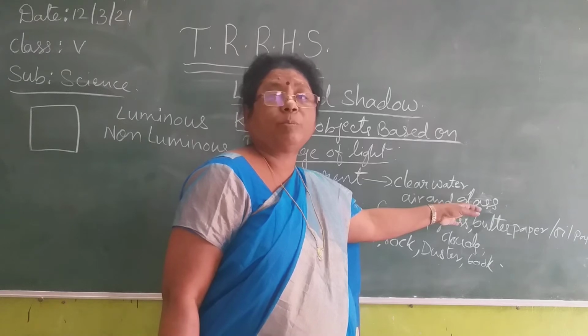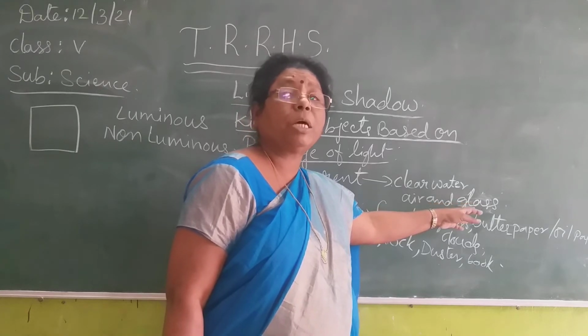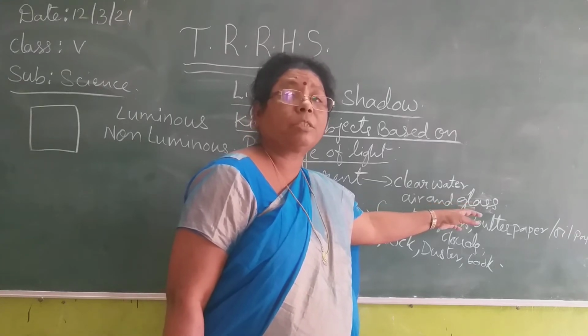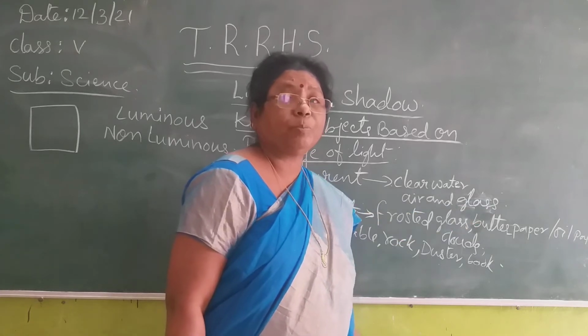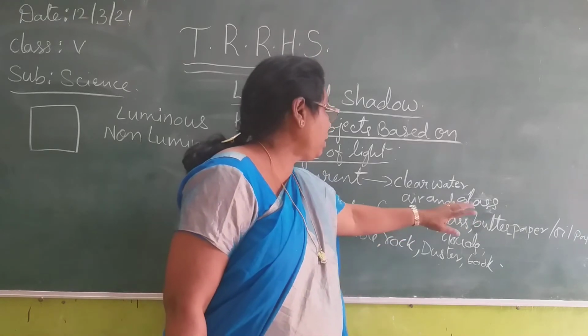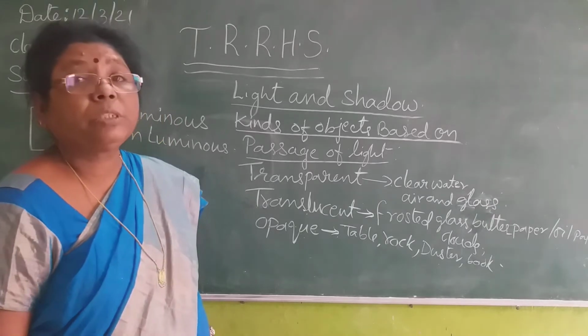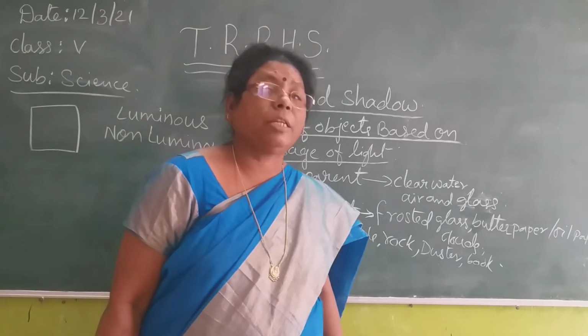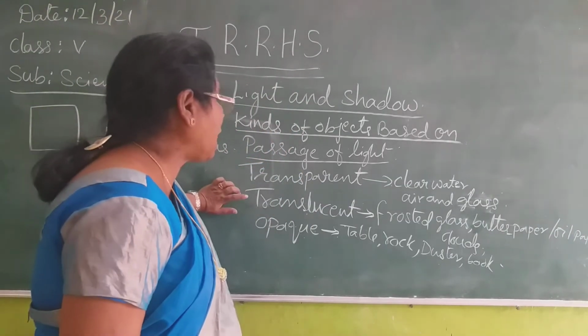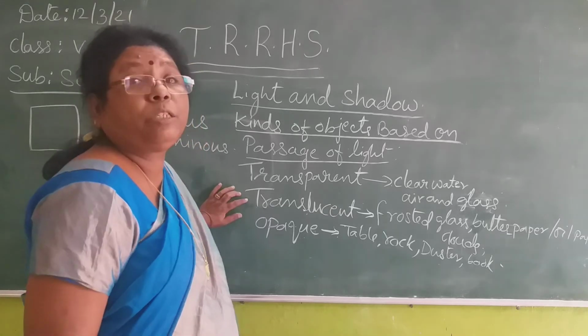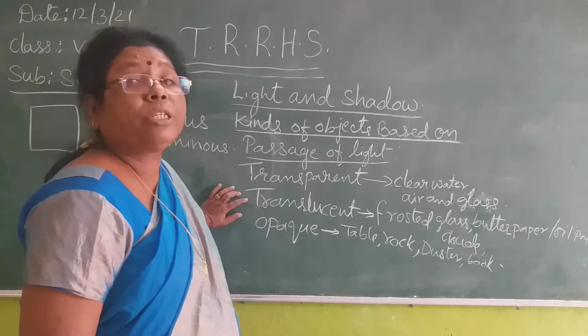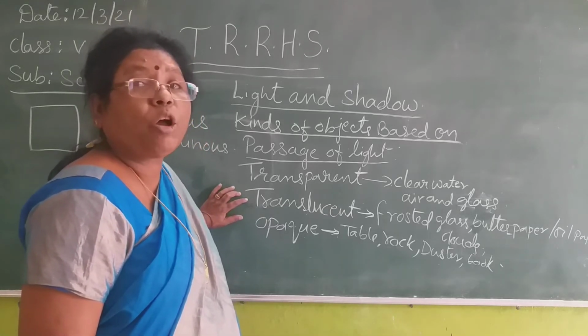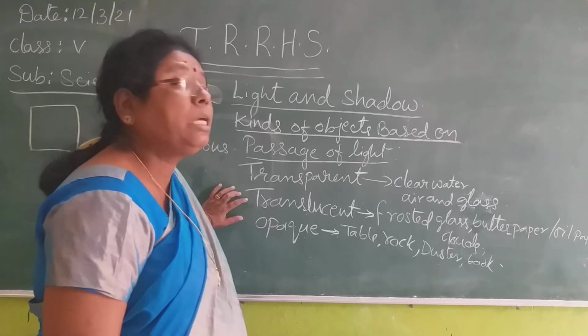These are the examples. When you sit in the buses, you will see the window glasses. Other side you can see it clearly, isn't it? Such objects are called transparent objects through which the light passes easily. Next, coming to translucent objects. The light passes partially. The partial light passes through the object. Such objects are called translucent.